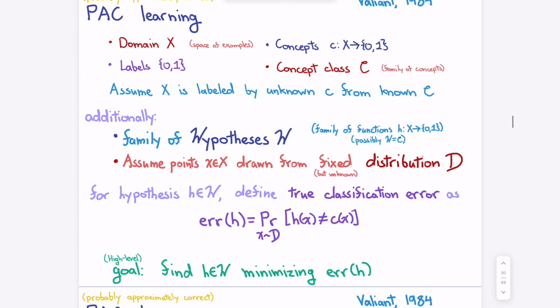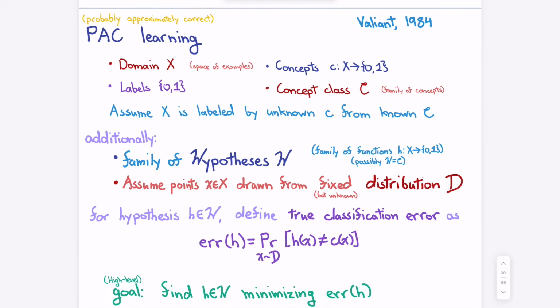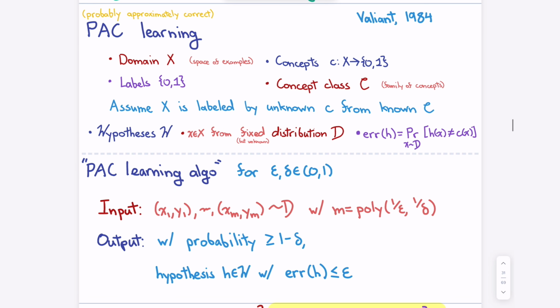So the true error of h is a true error. What are the odds of it getting the right label when x is drawn from a distribution? But of course, you can't really compute this, right? You only have limited access, right? That's what makes it interesting.